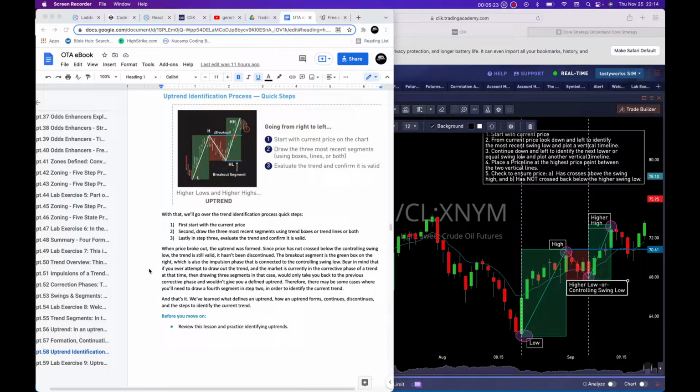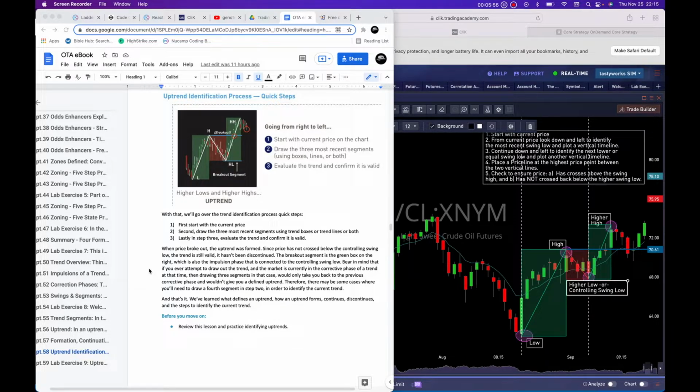When price broke out, looking at the example, the uptrend was formed. Since price has not crossed below the controlling swing low, the trend is still valid. It has not been discontinued. The breakout segment is the green box on the right, which is also the impulsion phase that is connected to the controlling swing low.